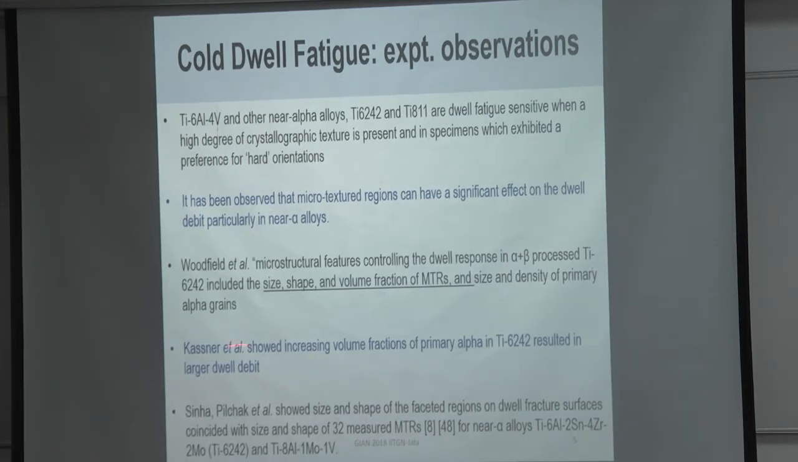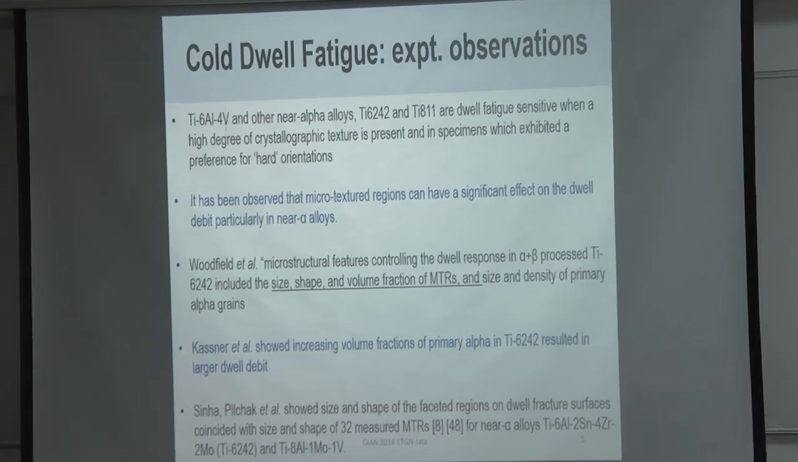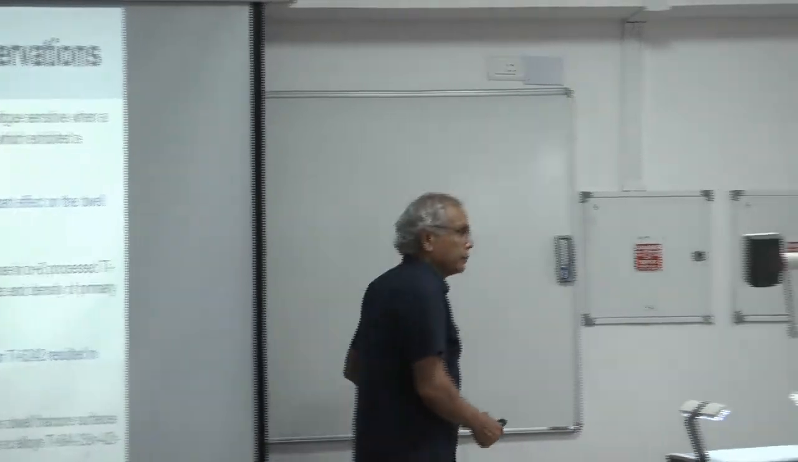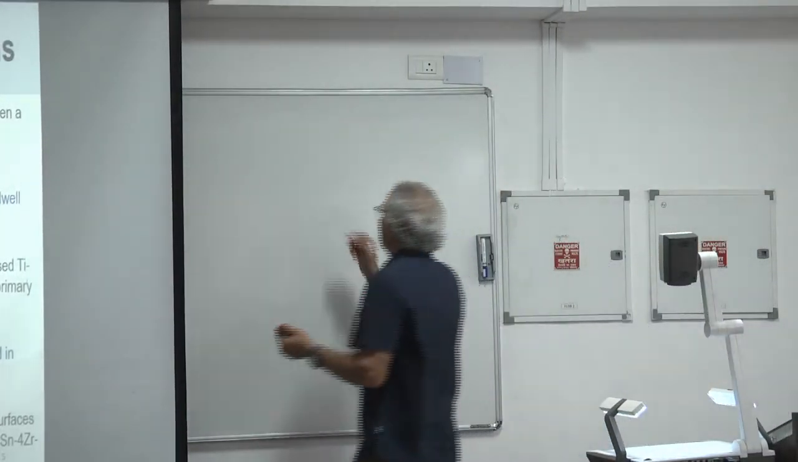And then Kasner et al. also showed volume fractions of primary alpha 6242, increasing volume fractions of primary alpha 6242 resulted in large dwell debit. So what that means essentially is that if I plotted the loss in life, I should make up a graph there.